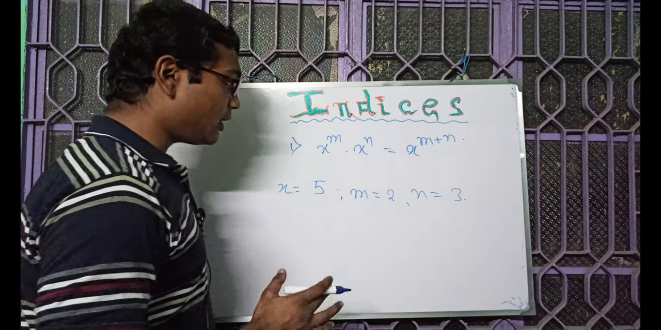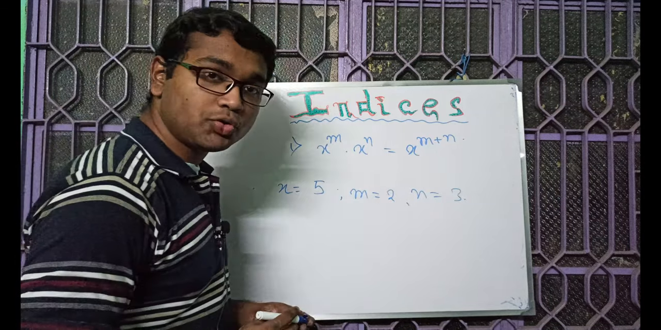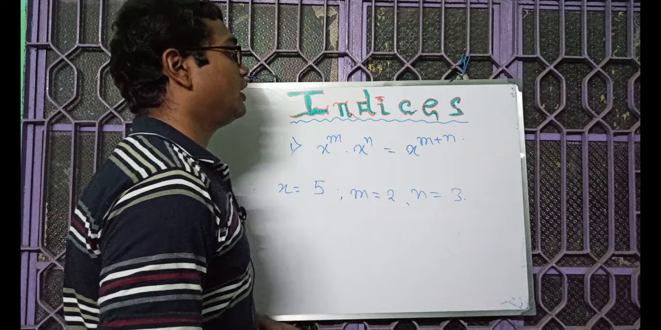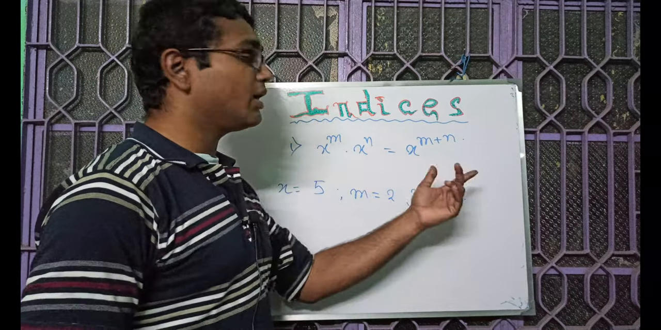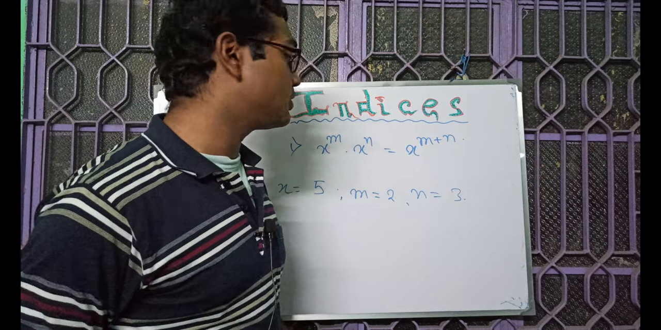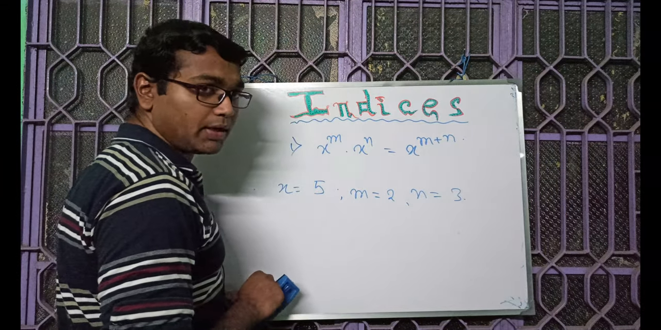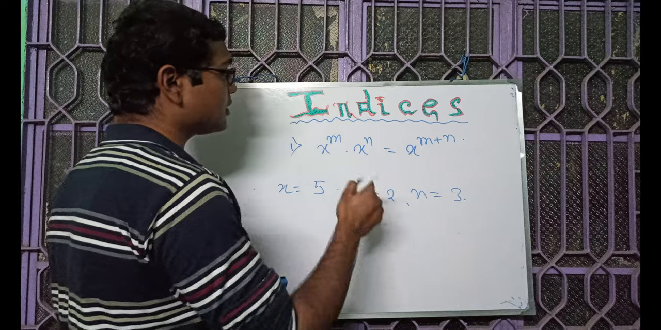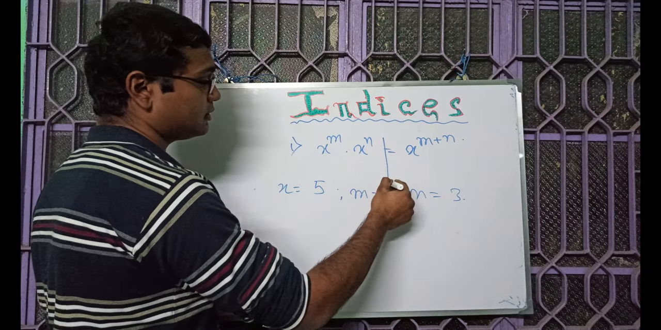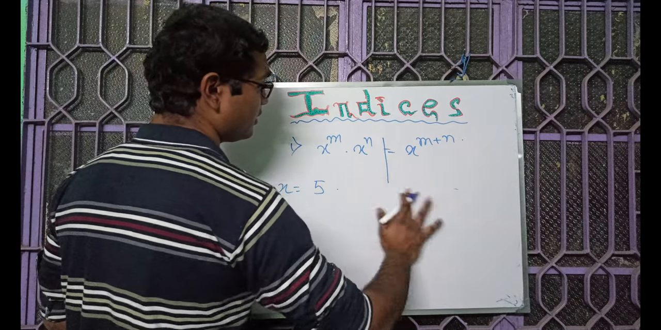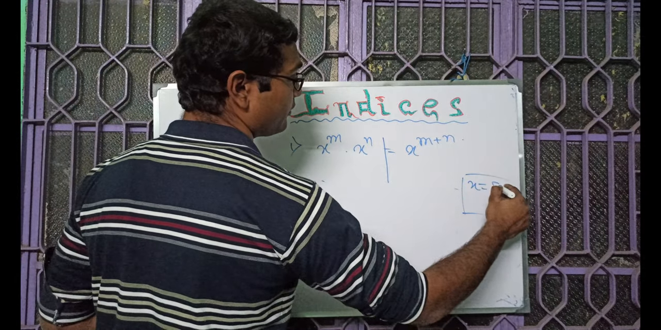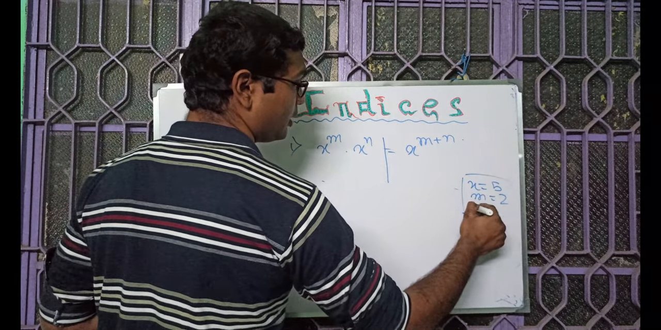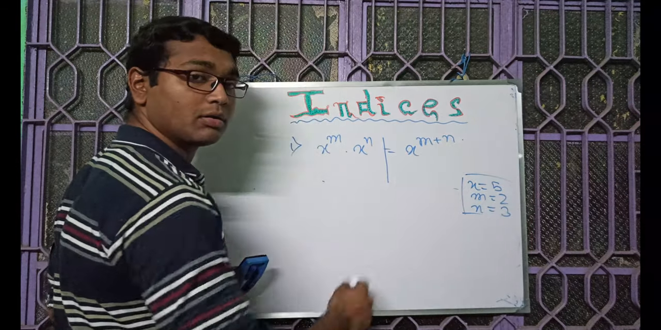Okay, so if this thing is true, you don't have to trust me, you have to trust the mathematics. What I have written here is a statement, but you should check it. So let us do it, right? Take x equal to 5, m equal to 2, n equal to 3, right?